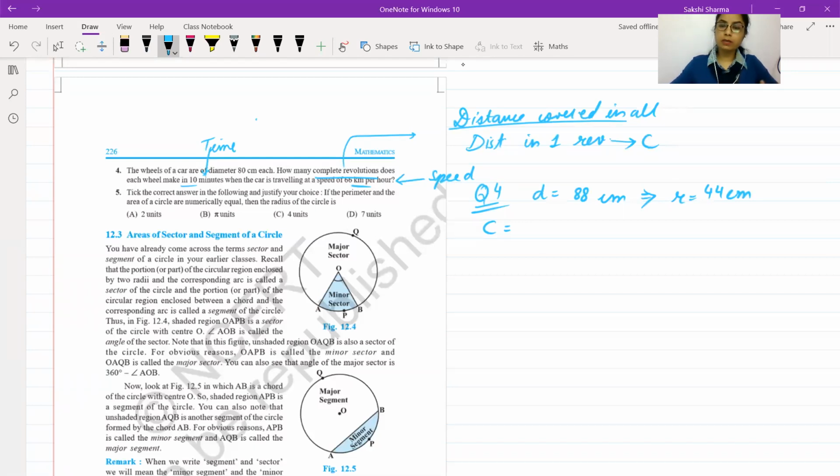Circumference, because I'm aware that I will need to find the circumference later. Yes. Ma'am, diameter is given 80 centimeter. Oh, sorry.